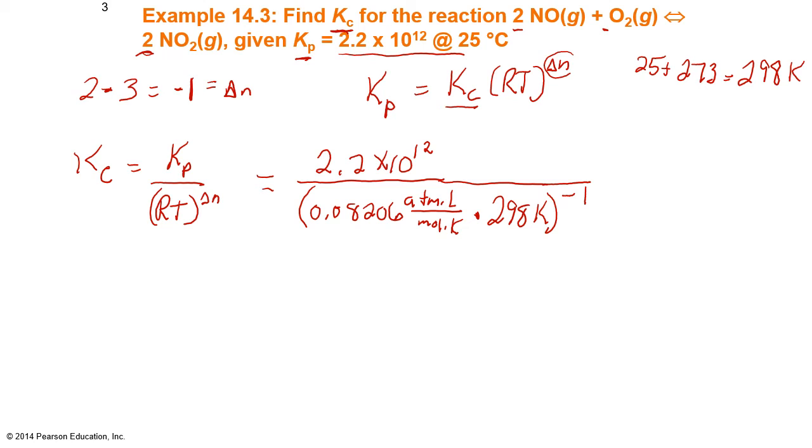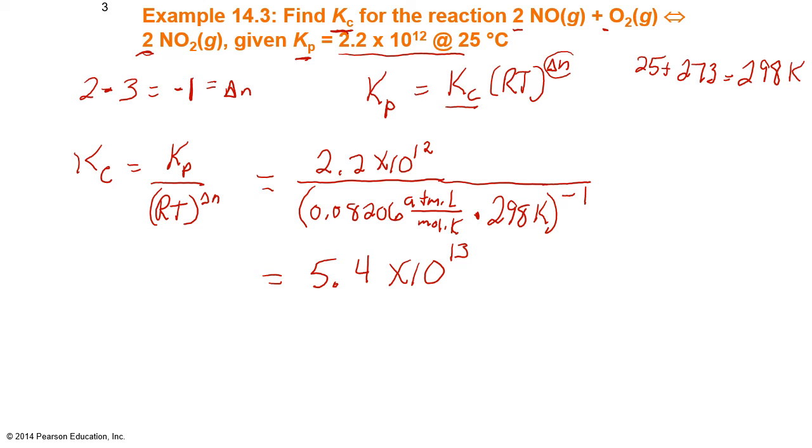Okay, so if we're raising something to the -1 power, that is the same as 1 over, so the inverse. So when you're multiplying this out, you have to take the inverse of the ideal gas constant times the temperature. So we end up with a value of 5.4 times 10 to the 13th. So this does show us that we have an equilibrium constant that is larger than 1, and so we're favoring the products in this particular chemical reaction.